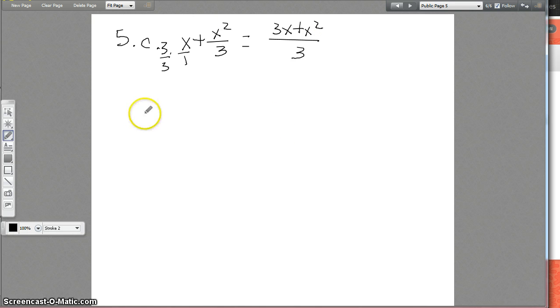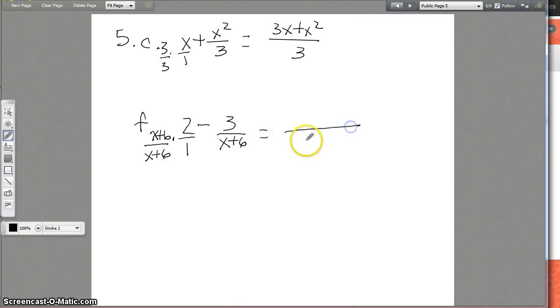So now we're going to jump down to part F. Part F is 2 minus 3 over x plus 6. This 2 is a fraction over 1. We need to multiply it by x plus 6 over x plus 6. So I'm going to write that down.